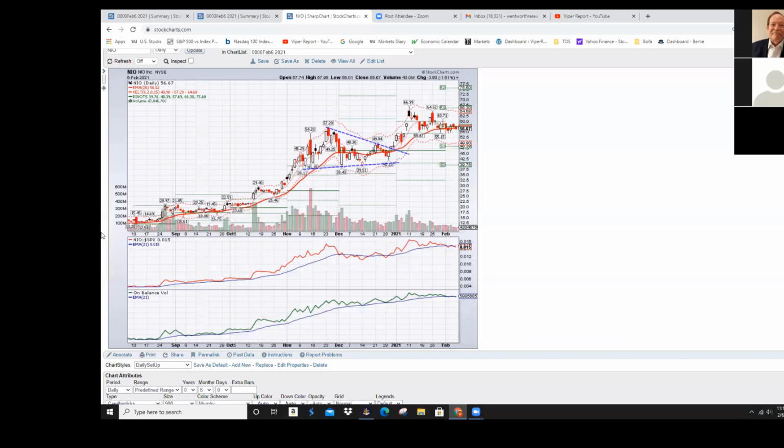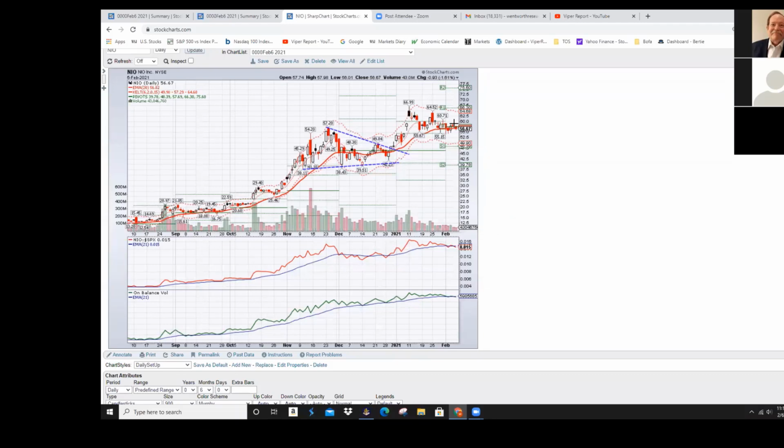Got one question, applying this to futures? Yeah, except if you're looking at the E-mini, it's not going to do you any good to compare it to the S&P because it's the same index. So you could compare it to the NASDAQ futures if you're trying to decide which one to trade.